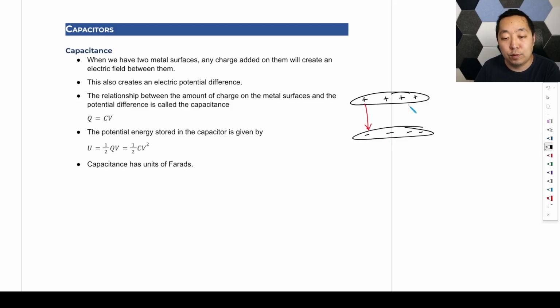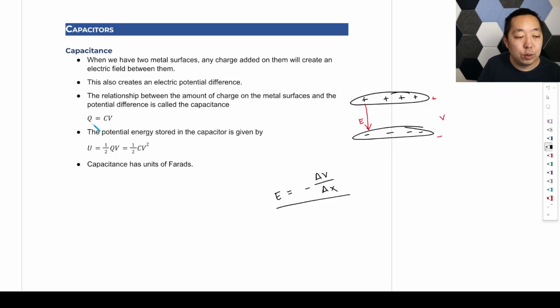No matter the shape of the surfaces, they don't have to be flat. Because there's an electric field, and as we talked about before, the magnitude of the electric field is the rate of change of the potential, the change in potential divided by the distance, and there's a negative sign technically there. That means if there's an electric field here, then there's also a potential difference between those two points. And there's a linear relationship between the charge and the potential, governed by Q equals CV, where C is what we call the capacitance.